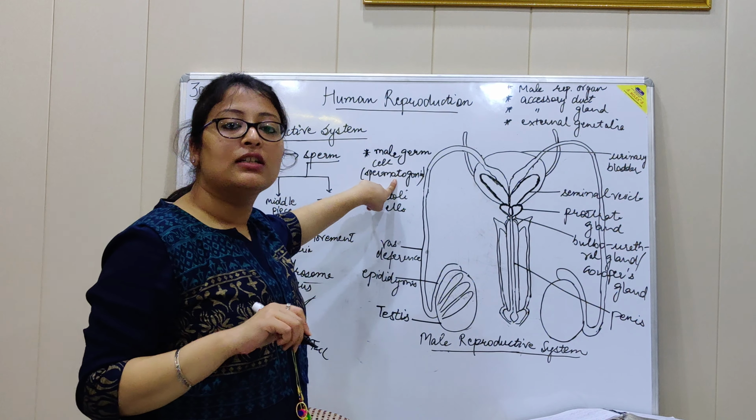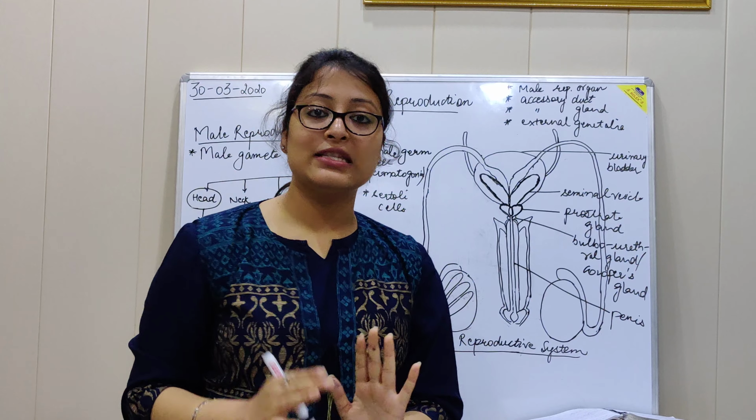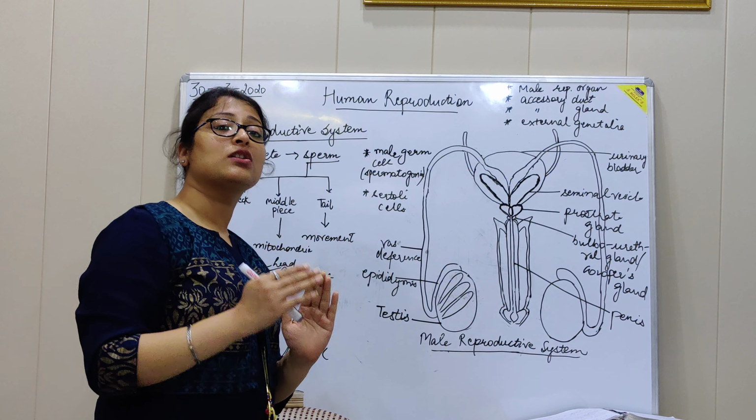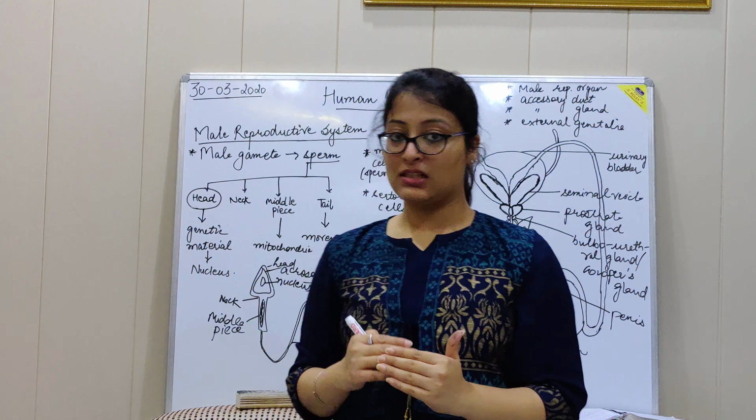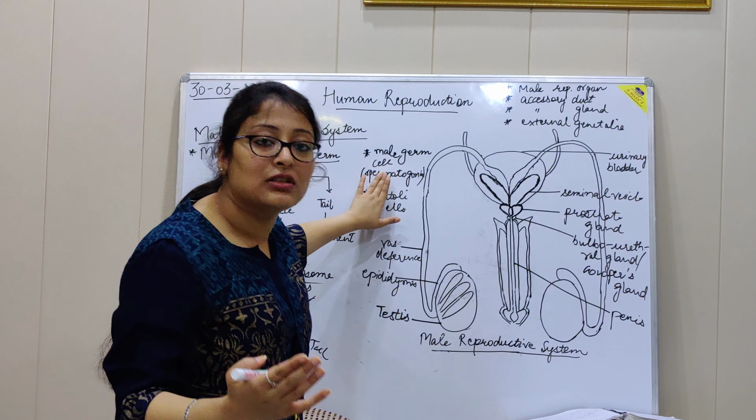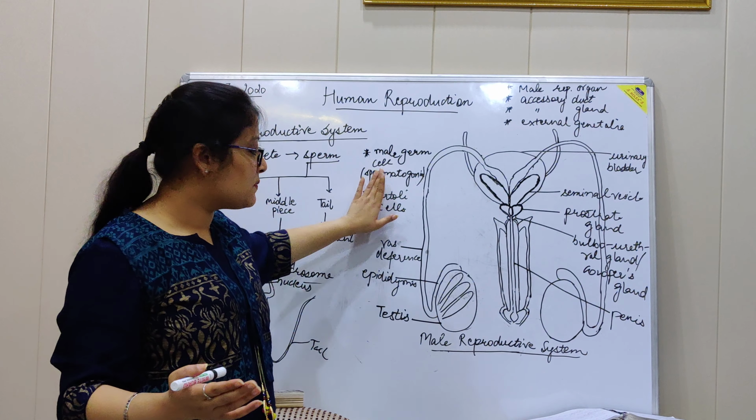What I told you was testes consist of 250 compartments known as testicular lobules. Testicular lobules further consist of the structural and functional unit of testis known as seminiferous tubule. Seminiferous tubule further consists of two types of cell, male germ cell, that is spermatogonia, and Sertoli cells. Male germ cells develop into sperms, and Sertoli cells provide nourishment to spermatogonia so that they can mature into sperms.